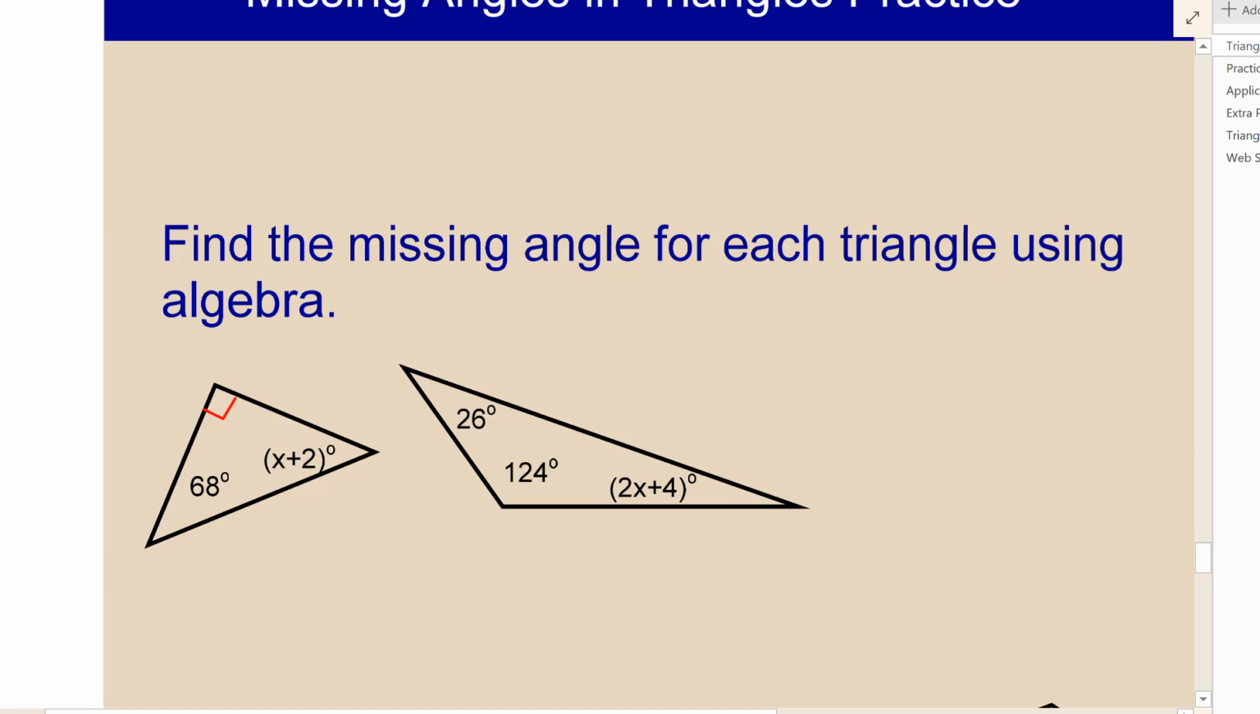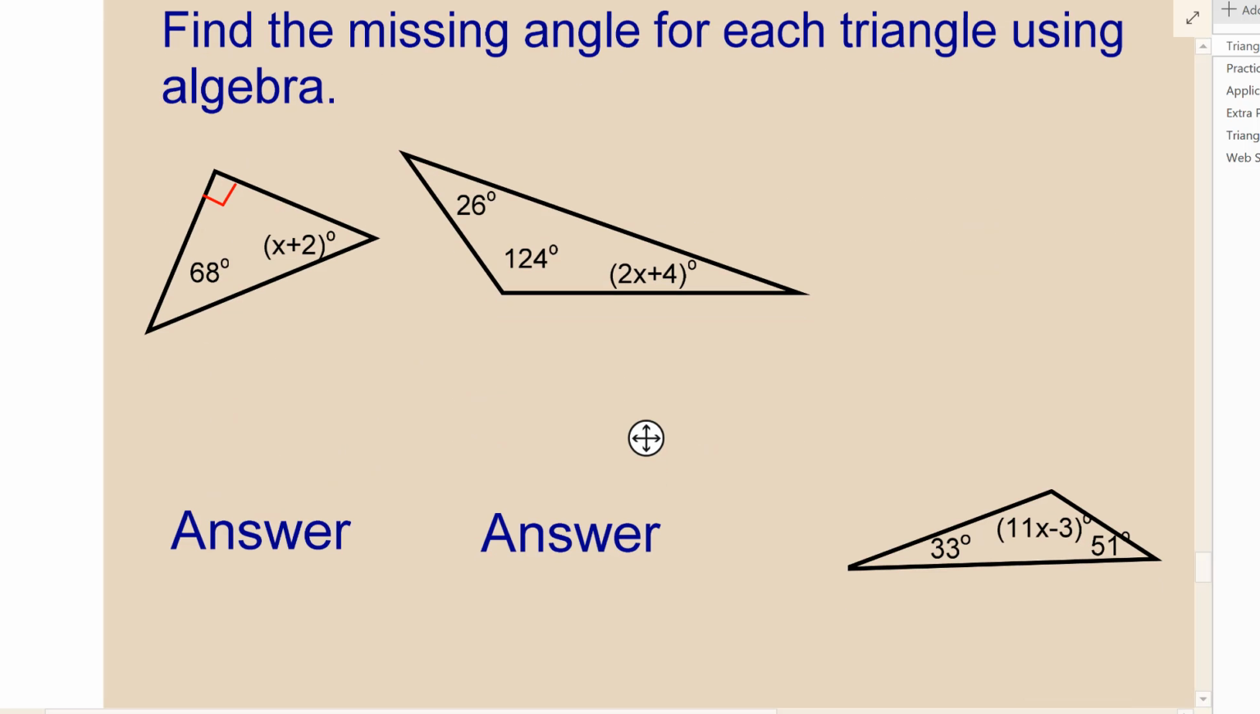We are going to use the property that the sum of the interior angles of a triangle is 180 degrees to solve for the missing angles in each of these triangles. Make sure you set up each of these with equations. So for example, in this first one, those three angles add up to equal 180 degrees.